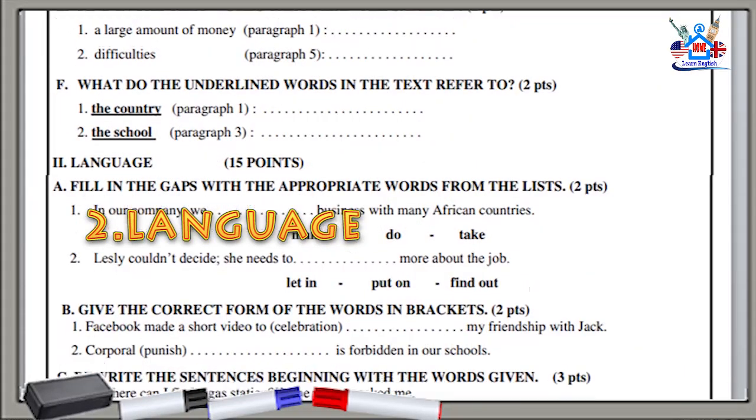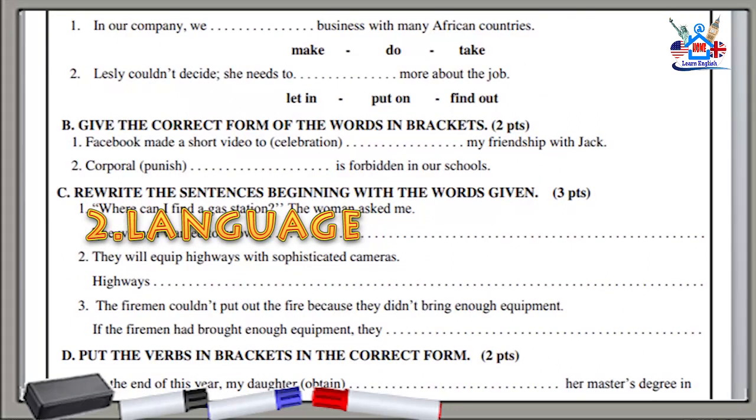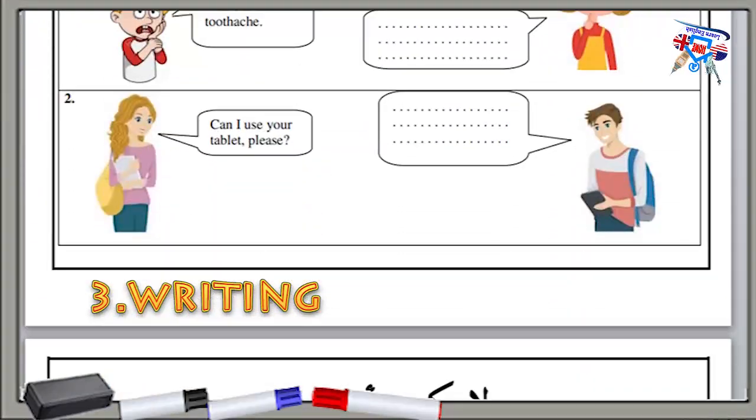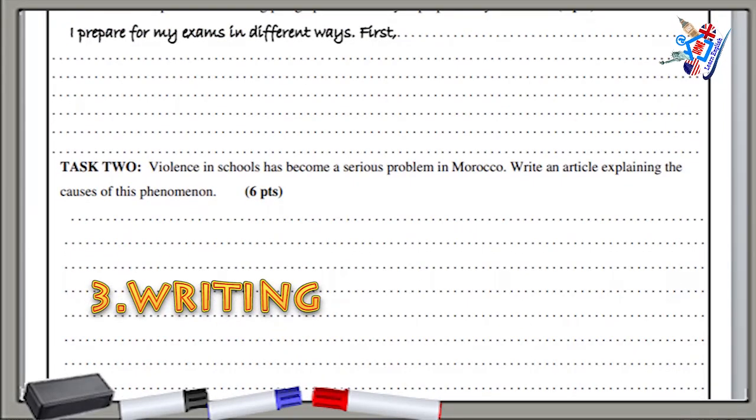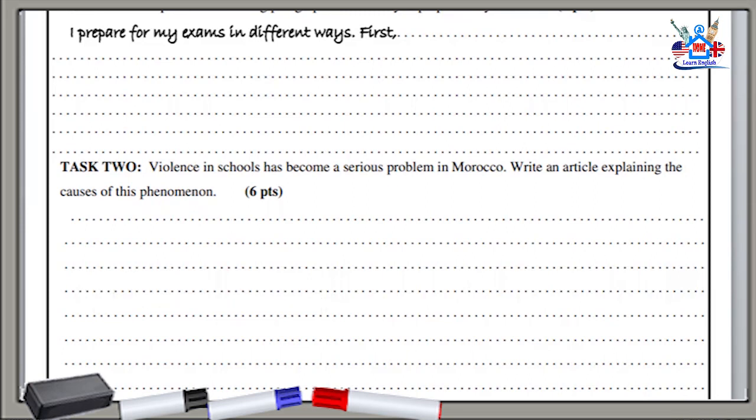The language section consists of different questions, some of which are multiple choice based and others are independent and productive. While the writing section is composed of 2 tasks. In one task, you're assigned to write a paragraph, whereas in the second task, you are asked to write an email, a letter, an article, or even an essay.